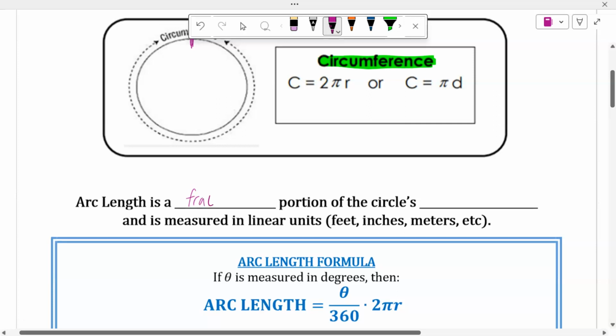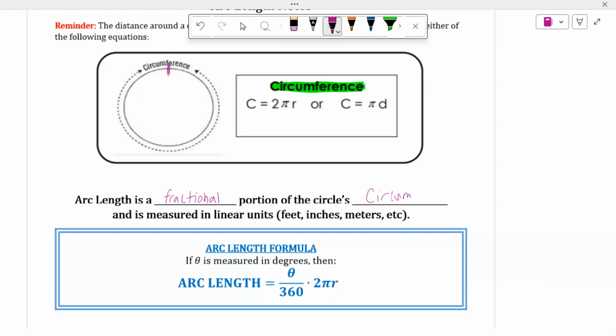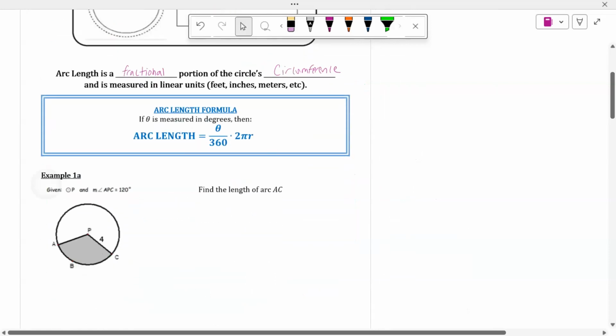So essentially, if we can find the circumference, then we can find the arc length, or the portion of that whole circumference that we're looking for. So arc length is a fractional portion of the circle's circumference. It's like saying, hey, imagine this circle here up top is a pizza, and I just want to eat a portion of the crust, maybe from here to here. So what we can do is take the whole circumference and multiply it by that fractional portion. So, that being said, let's check it out.